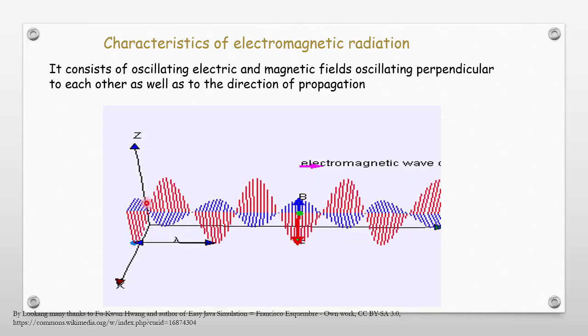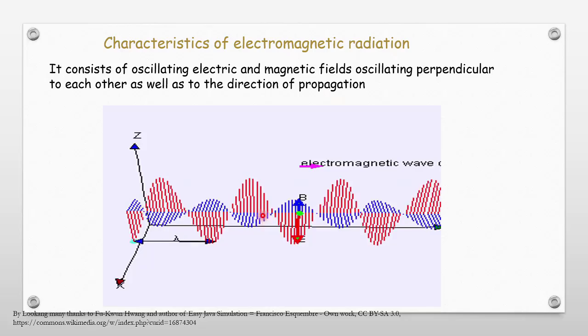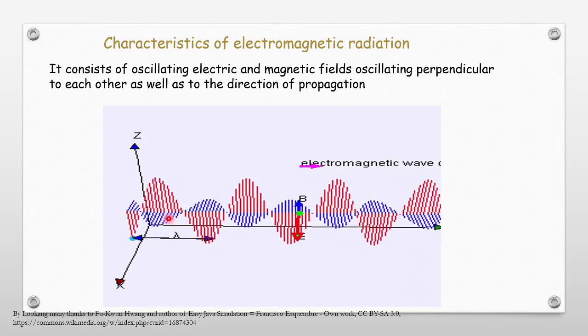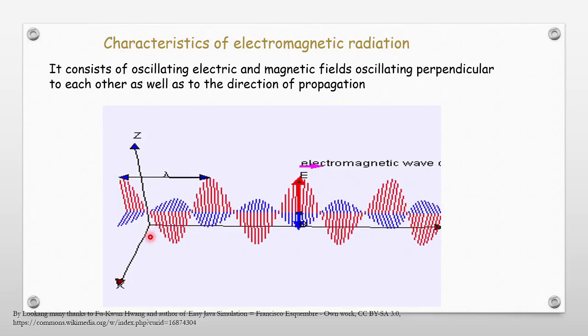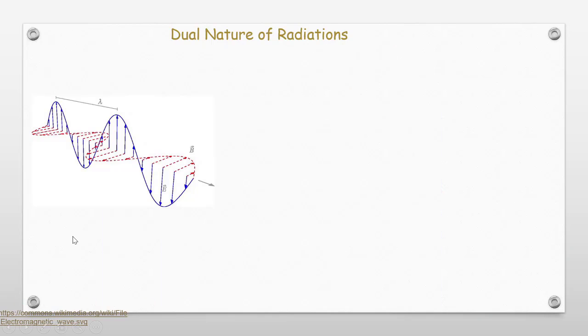So E is the electric field. The red colored ones are the electric field. You can see it is oscillating. And B is the magnetic field. The blue colored one is the magnetic field. And these are oscillating perpendicular to each other, and they are also perpendicular to the direction of propagation. So this description is regarding the wave nature of radiation. So radiation has wave nature and it has oscillating electric and magnetic fields which are perpendicular to each other and also perpendicular to the direction of propagation.